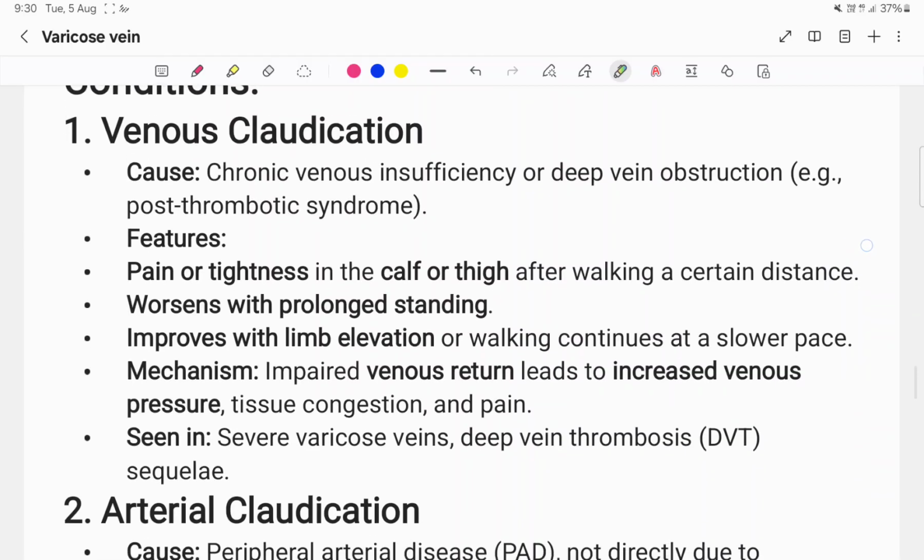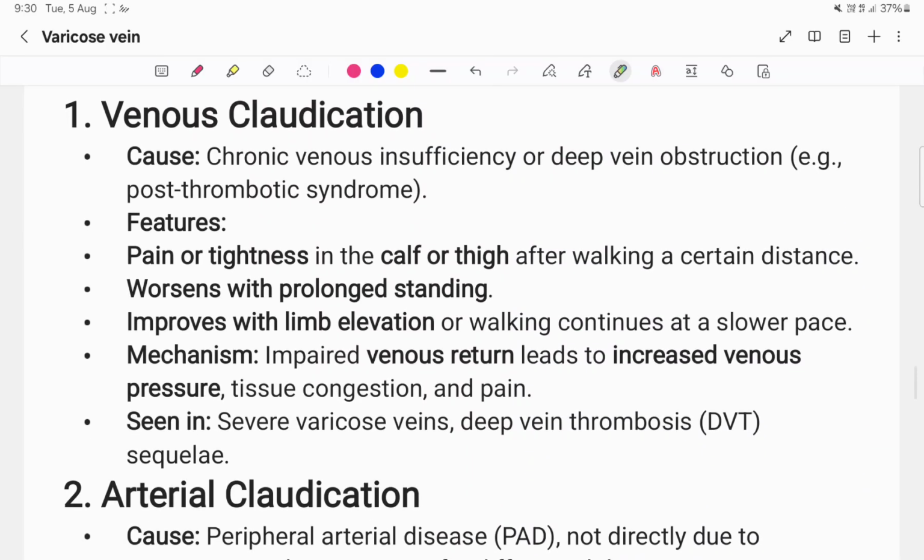Now let us discuss claudications. What is venous claudication and what are the causes? Chronic venous insufficiency or deep vein obstruction, for example post-thrombotic syndrome. What are the features? Pain and tightness in the calf or thigh after walking a certain distance. It worsens with prolonged standing and improves with limb elevation or walking continuously at a slower speed.